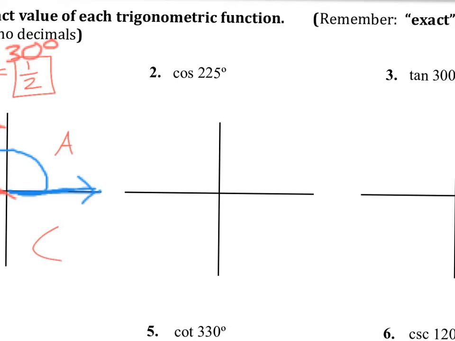Okay, for number 2, let's sketch the angle first. Start with the initial side. Rotate 90, 180. From 180, we need to go 45 more, which is halfway.